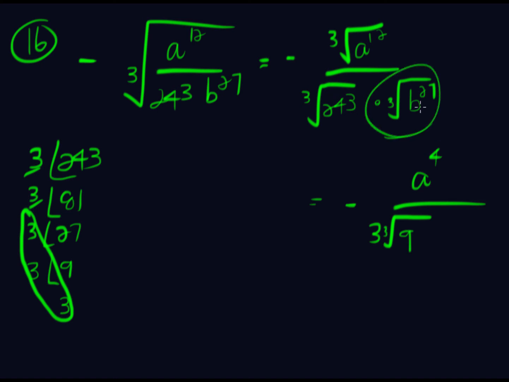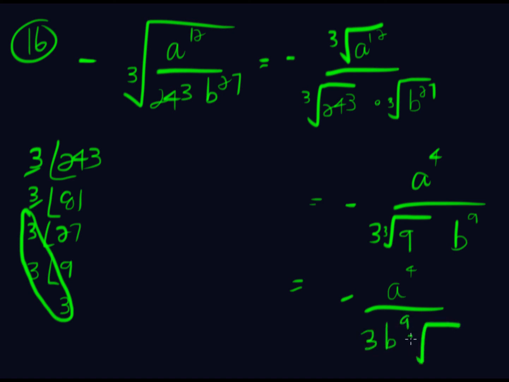And now I just move to the cube root of b to the 27th. And that 3 goes into the power 9 times. So it would be b to the 9th. And just to clean this problem up a bit, we could write it as a to the 4th over 3b to the ninth cube root of 9. And that looks just a tad bit better.